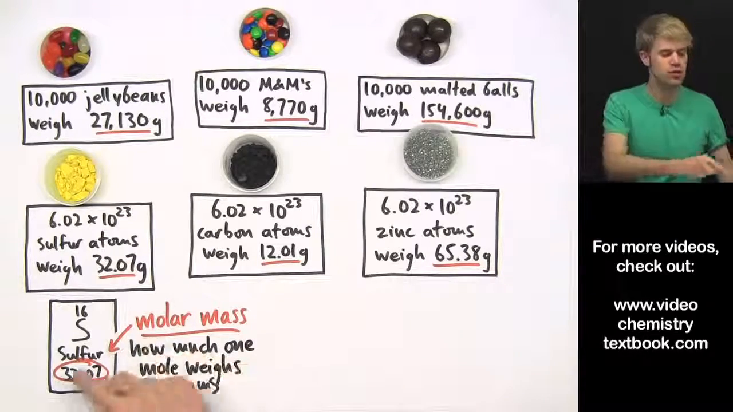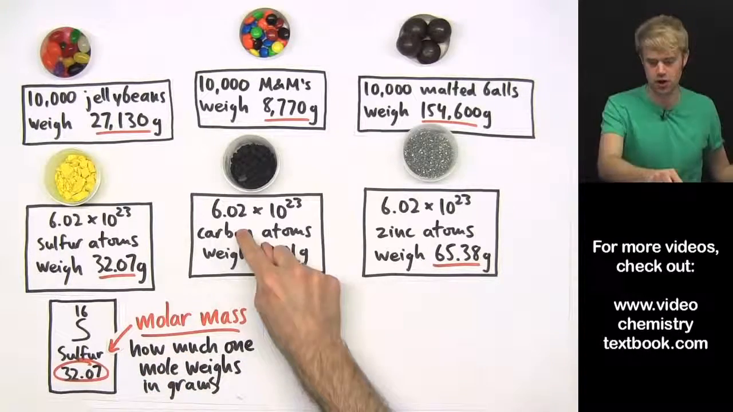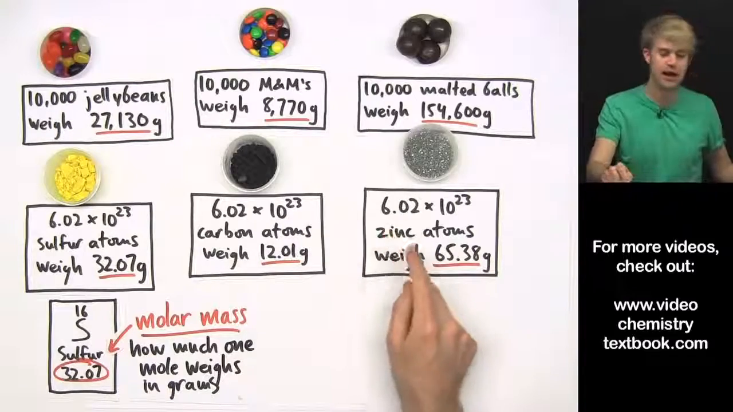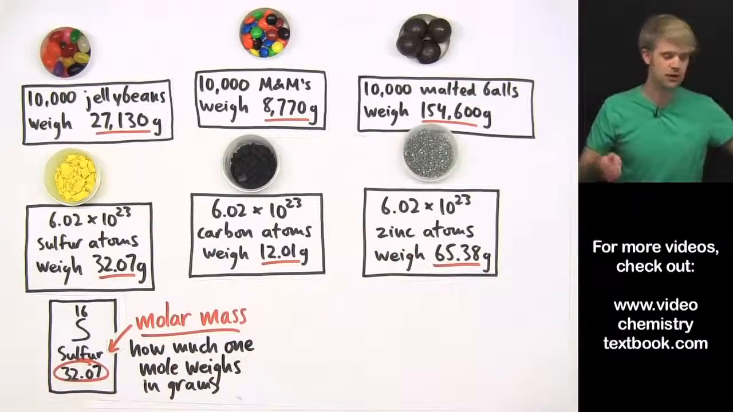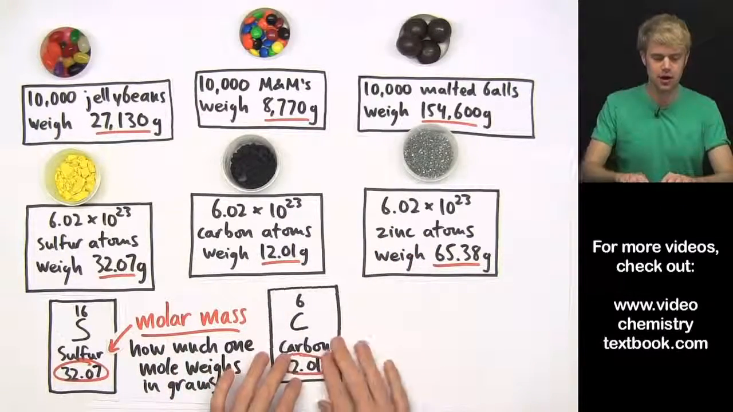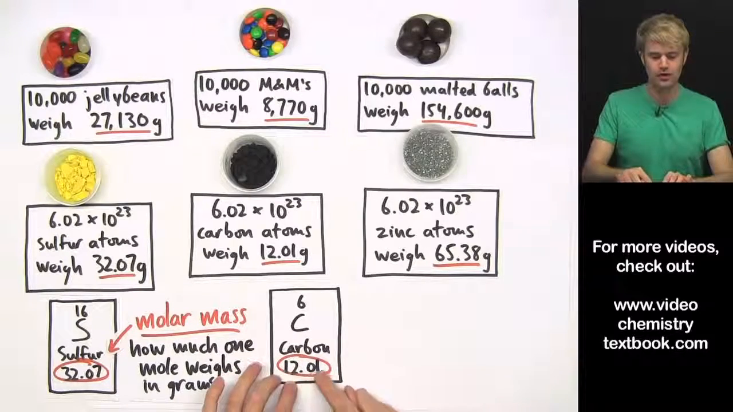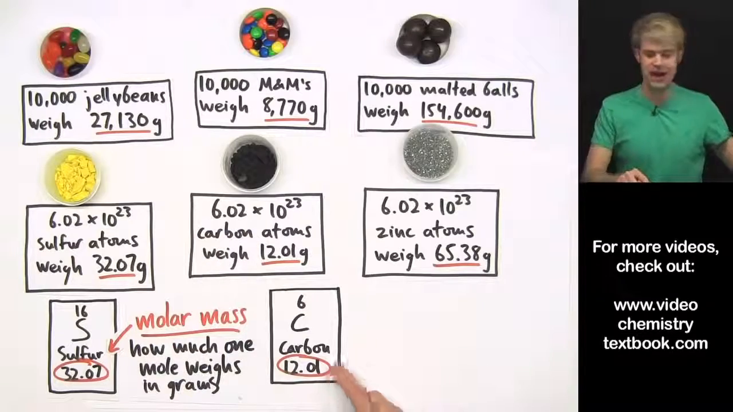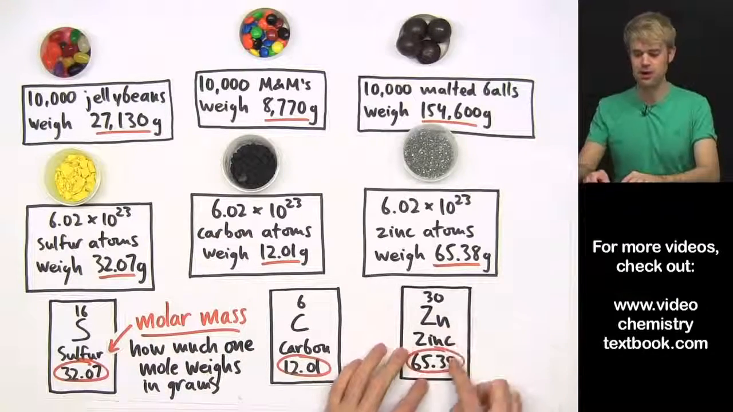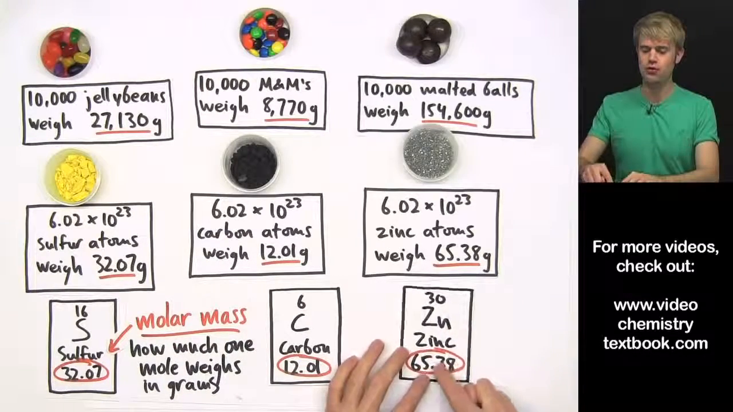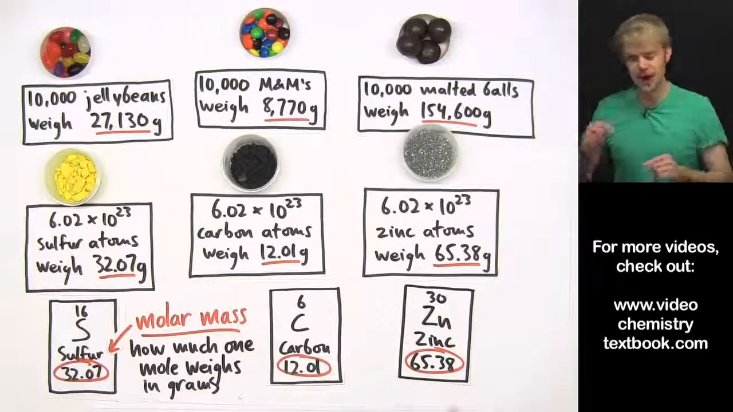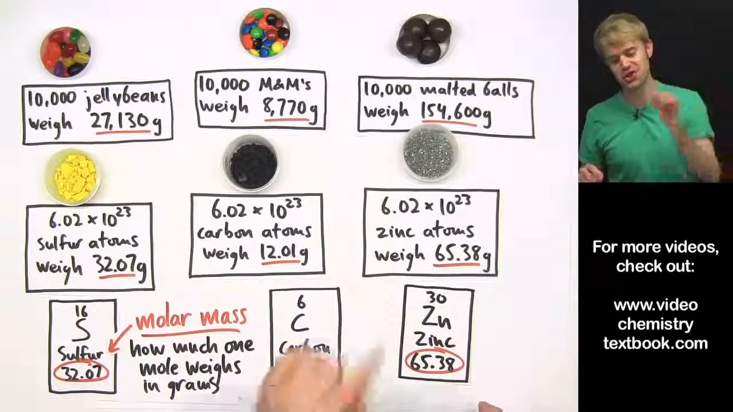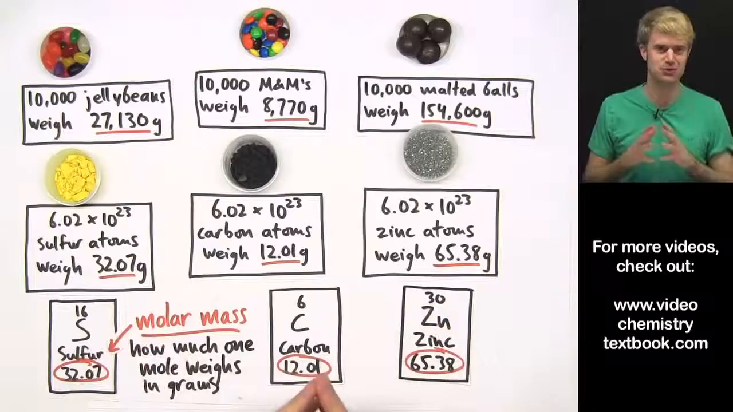And just as I did with sulfur, I know how much the carbon and zinc moles weigh because I can look up the atoms on the periodic table. So here we got carbon, 12.01 is its molar mass. That's how much 1 mole weighs. And zinc, look that up on the periodic table, 65.38, and that tells me how much 1 mole of zinc, 602 hexillion zinc atoms weigh.